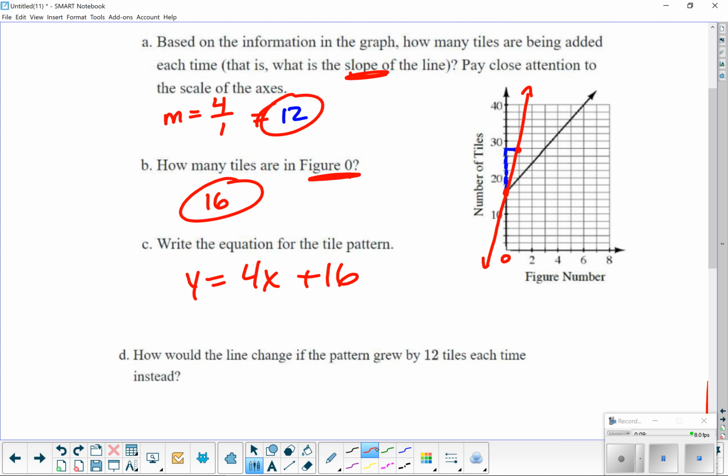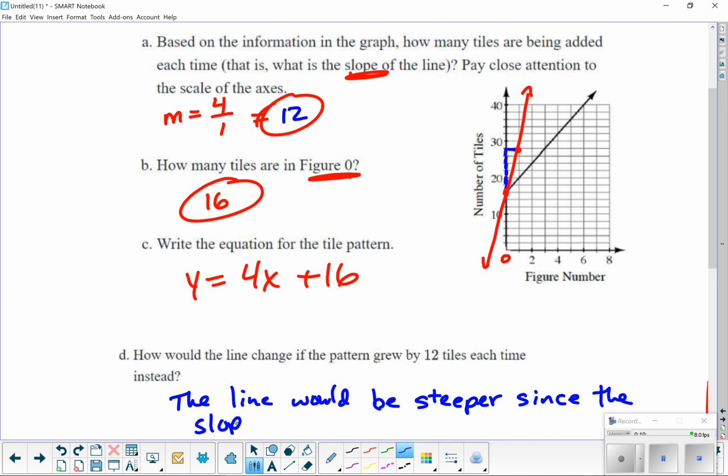And I would do something like, the line would be steeper, since the slope is greater. Okay, because 12 is greater than 4. Okay, so all right, I think that's it.